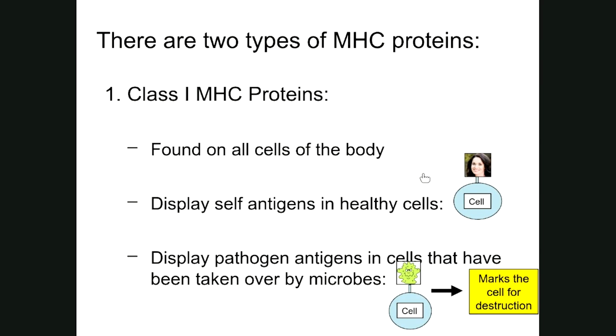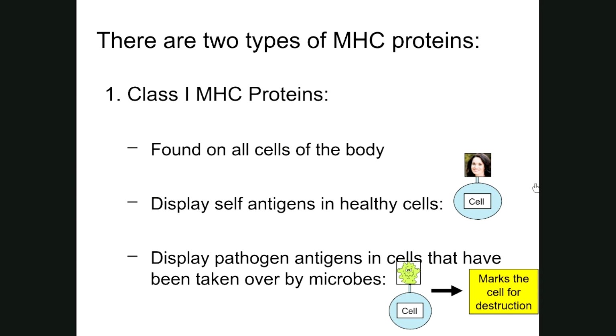So with the last slide, we started talking a little bit about MHC proteins, and now I want to give you some additional information about these MHC proteins. So there are actually two types of MHC proteins that we find on the cells of the body. The first of these is what's known as a class 1 MHC protein, and these are found on all cells of the body. The only exception to this would be red blood cells. So they're found on muscle cells, they're found on nerve cells, they're found on the cells of your organs, on skin cells. Basically every type of cell in the body has these, with the exception of red blood cells.